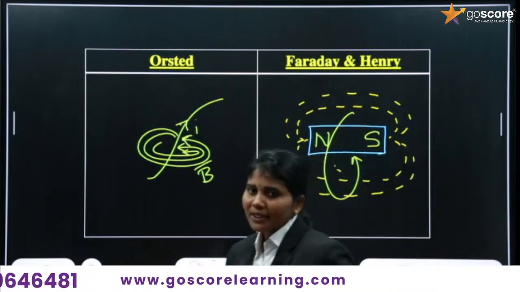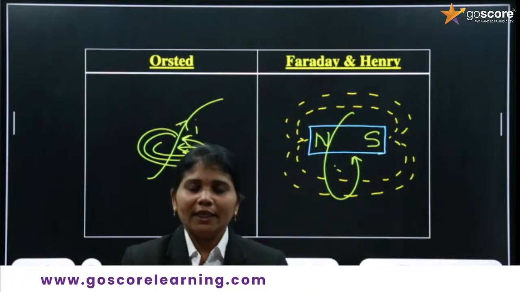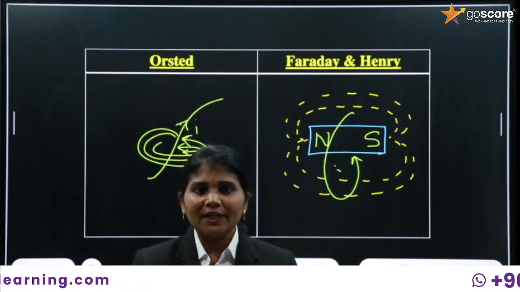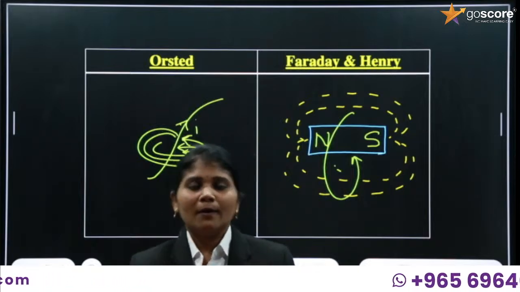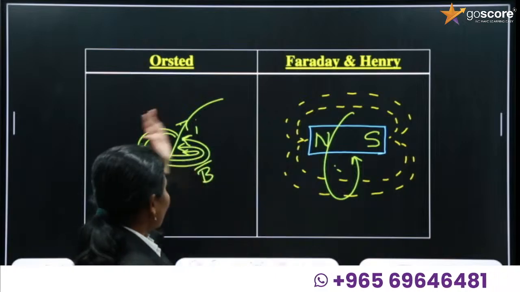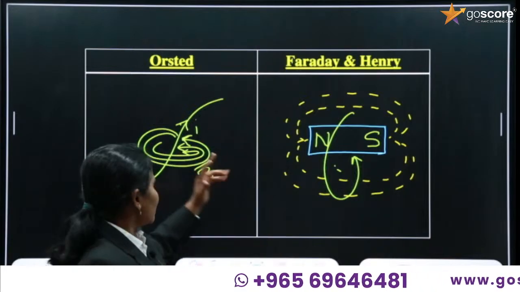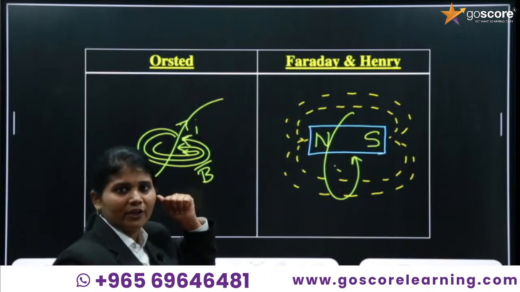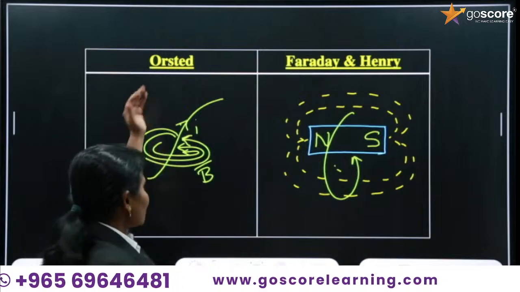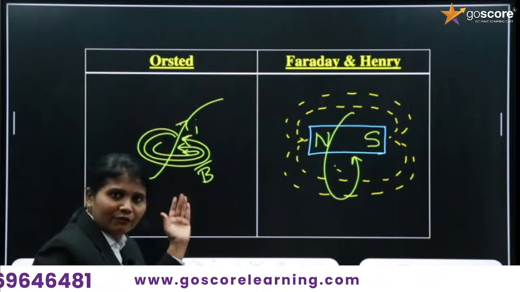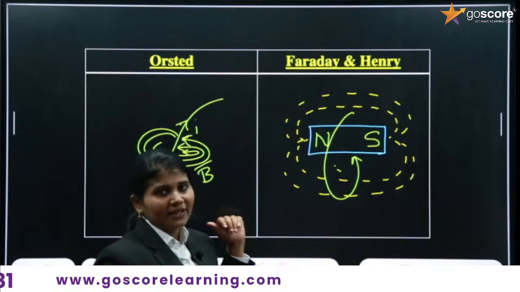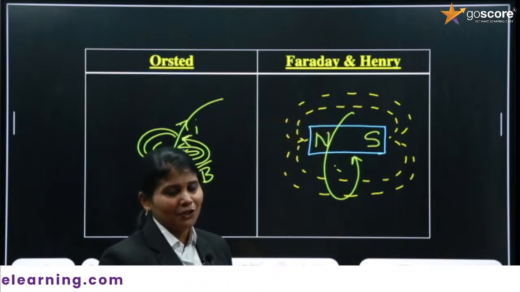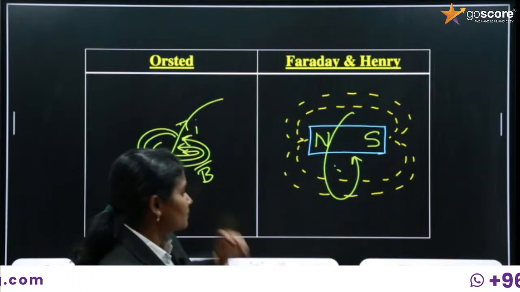So both are related to the EMF and magnetic field, or current and magnetic field. Both have similar quantities. Here current is there, here magnetic field is there. What is the difference? Oersted discovered that from the current, a magnetic field is produced. Faraday and Henry discovered that from the magnet, EMF and current are induced. That is the difference.